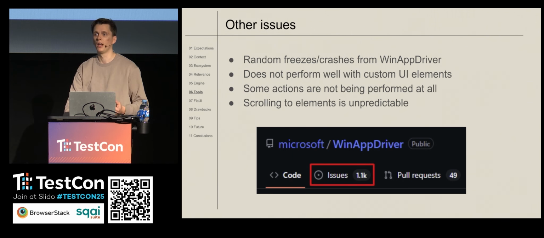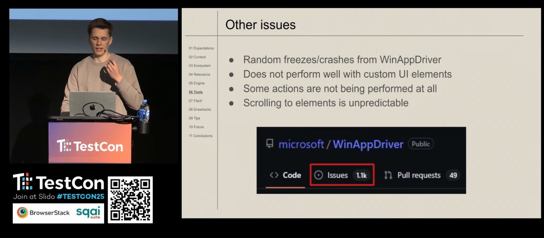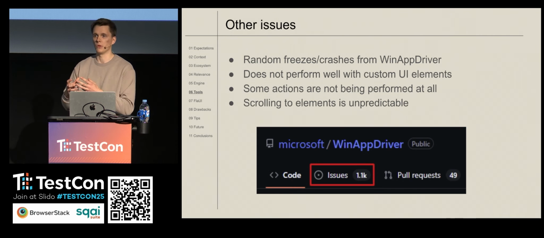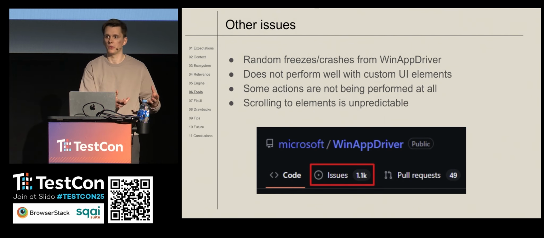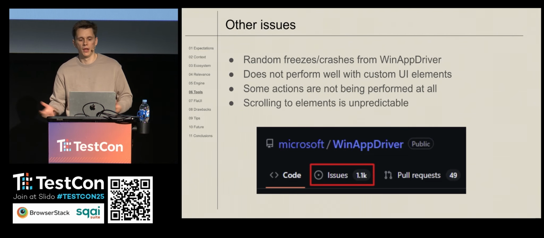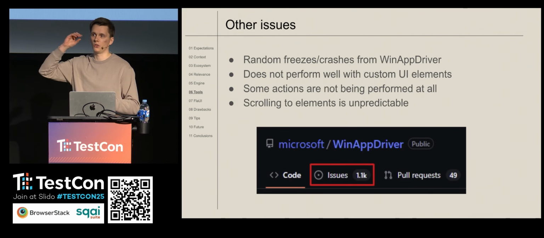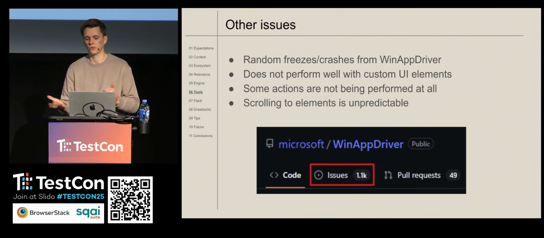So when you see that one test case failed, you try to analyze it, you see in the logs that your action was registered, the element was found, but in reality, nothing happened. Then also, scrolling to elements is unpredictable, because sometimes it would not fully scroll until the element is fully visible, and then again, it can miss the click, and your test is flaky again.